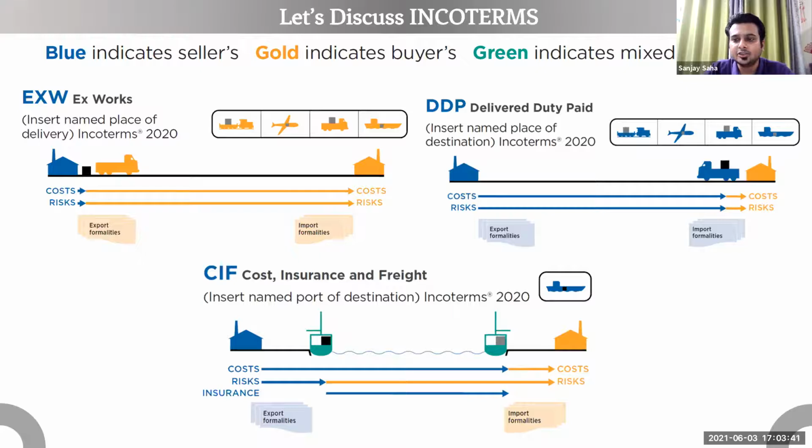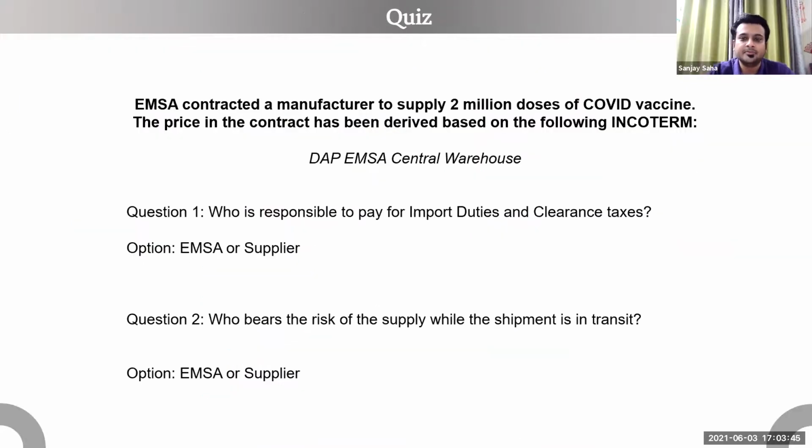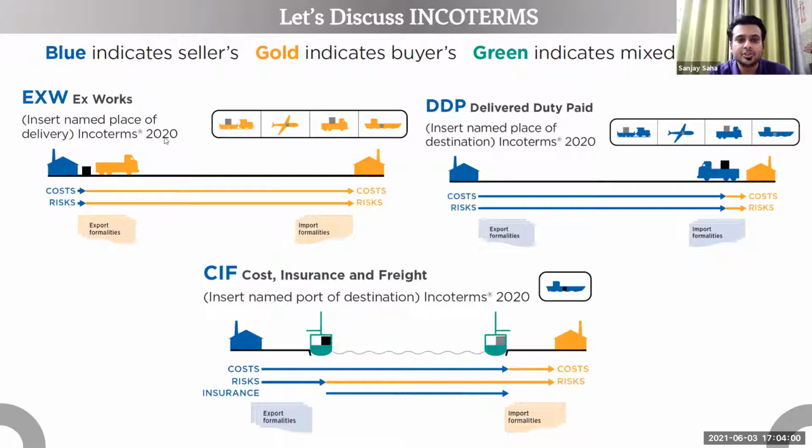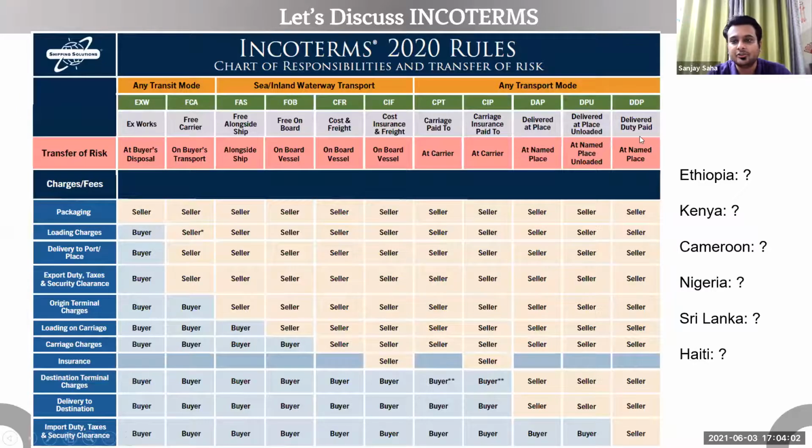So if you ask your suppliers, let's take the example, I want 2 million doses of COVID vaccines, DAP or DDP or X-Works, the prices that you will receive would be entirely different. You cannot compare the X-Works price that you receive with a DAP price or a DDP price. They're going to be different.